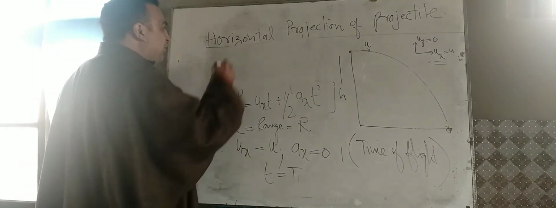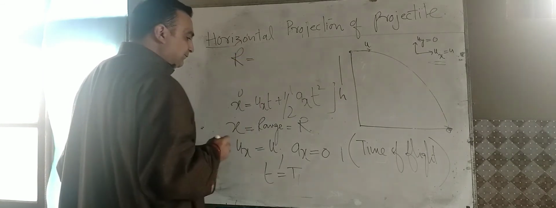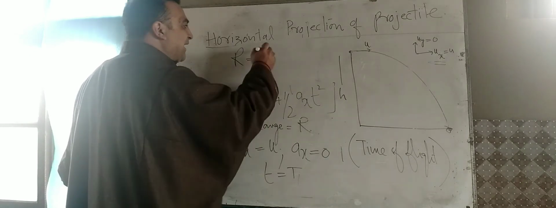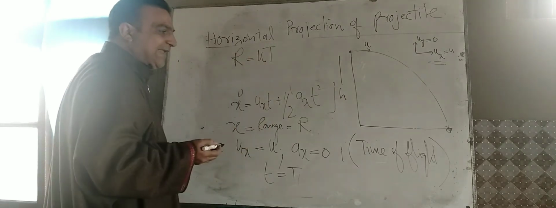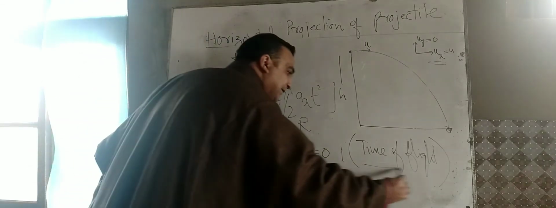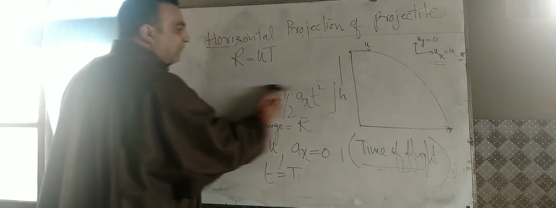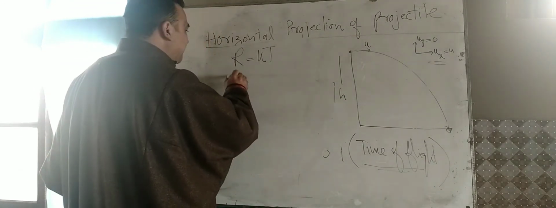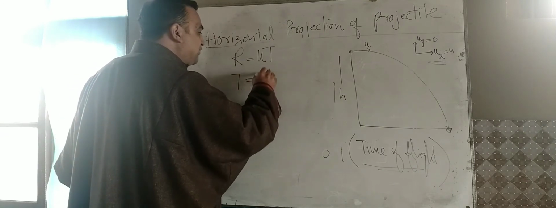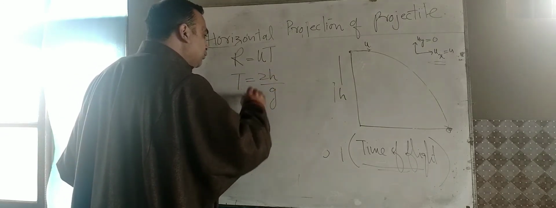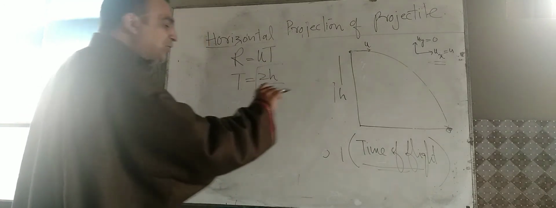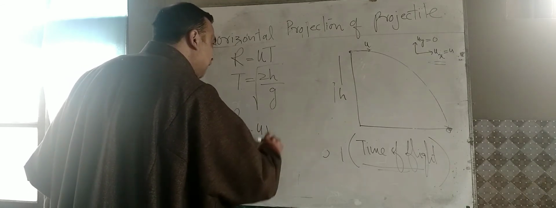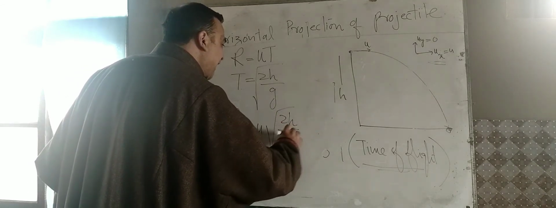So in this case, instead of x, I will write r is equal to, instead of ux, I will write u, instead of t, I will write capital T. What is capital T? Capital T is the time of flight. And we have already evaluated the expression for time of flight. And what is that expression? T is equal to under root of 2h by g. So the horizontal range of this projectile will be r is equal to u under root of 2h divided by g.